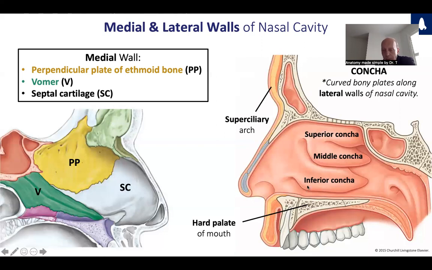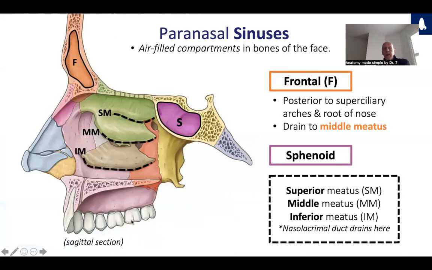scented molecules, different smells. The floor of the nasal cavity actually is what is the roof of the oral cavity. The floor of the nasal cavity is the hard palate and partly the soft palate as well. So depending from which direction you are looking at it, one structure could be seen as the floor of the nasal cavity, but it's at the same time the roof of the oral cavity.